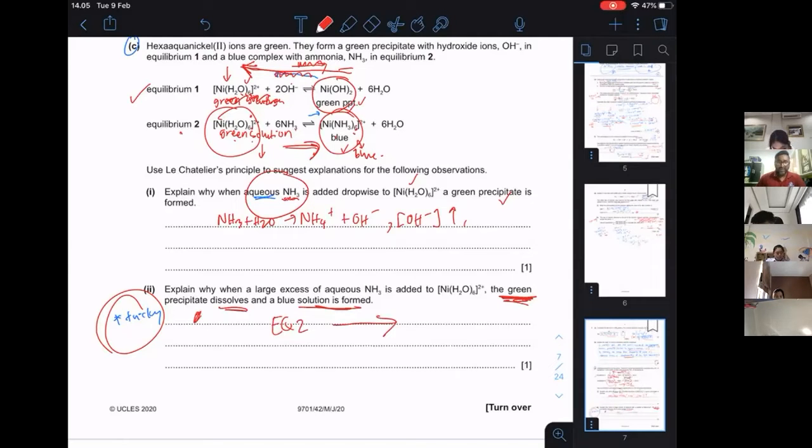Okay, in that sense, what happens is that the concentration of [Ni(H2O)6]2+ will decrease. When it decreases, you need to follow equilibrium 1. You need to make sure that [Ni(H2O)6]2+ is going to be reformed again. So the position of equilibrium 1 is going to move to the left.